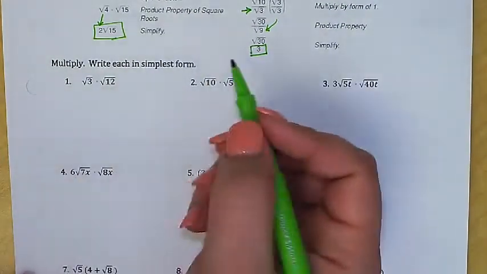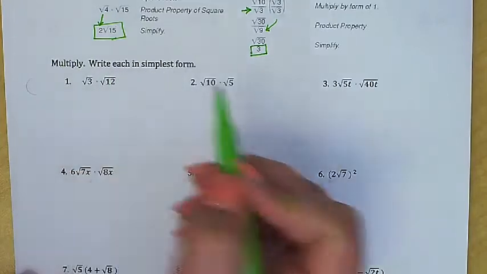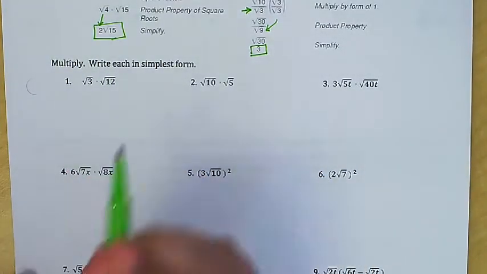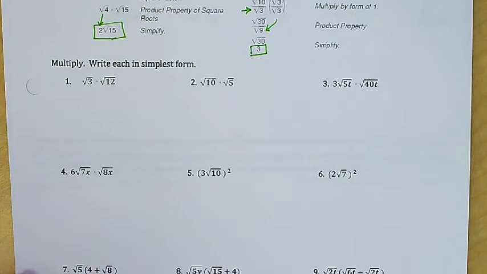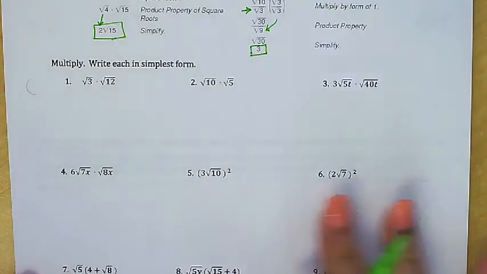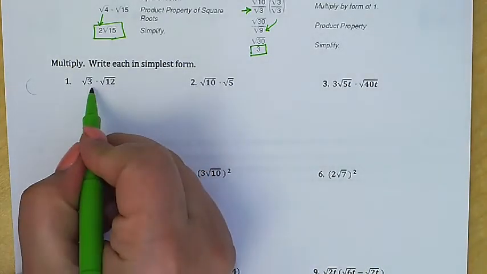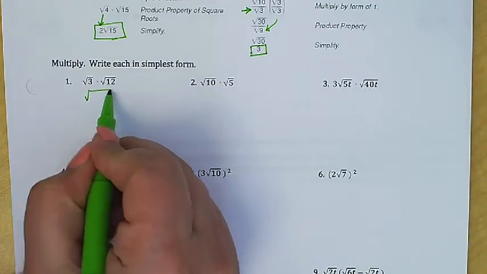So let's start with multiplying. We want to write each product here in simplest form. We want to multiply it and then leave our answer in that simplest radical form. So no decimals here, okay? So we'll start off by using the property that we just talked about.